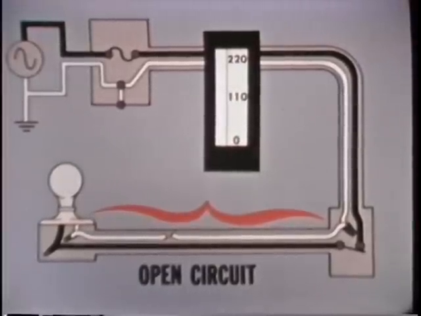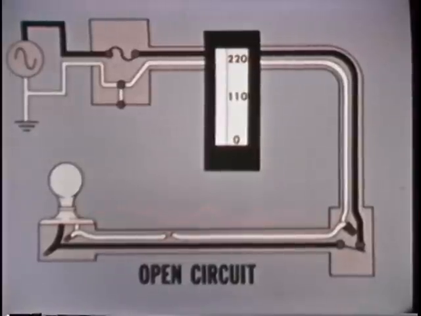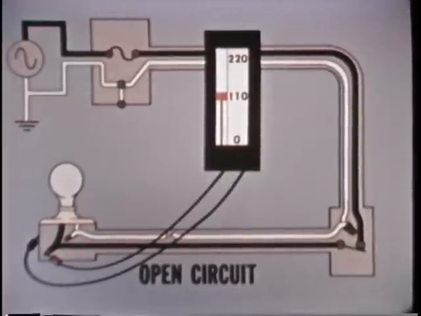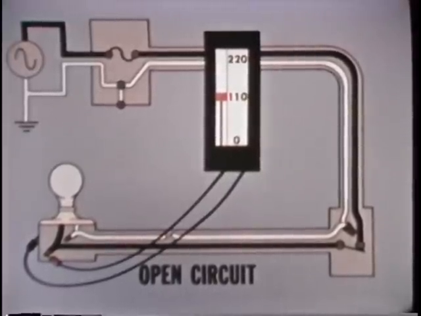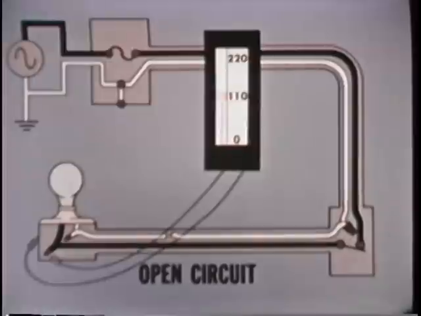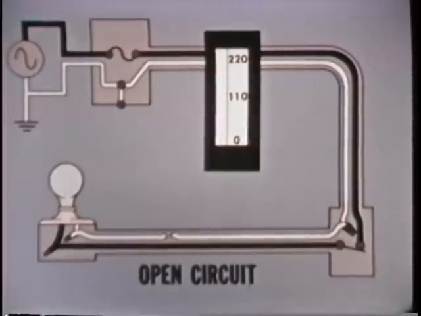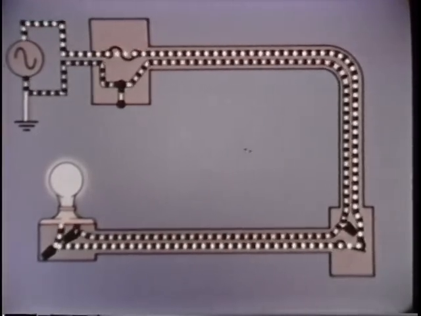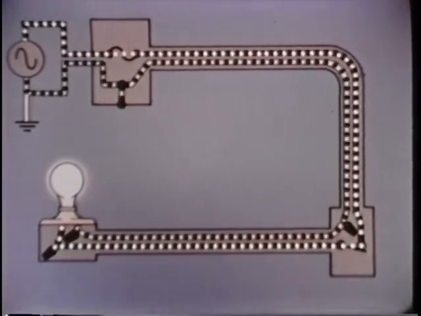However, continuing a step farther can determine which conductor is defective. A check between the hot conductor and ground indicates 110 volts, which proves that the hot conductor is continuous. So the open circuit must be in the neutral conductor. Replacing the defective section of neutral conductor restores the service.